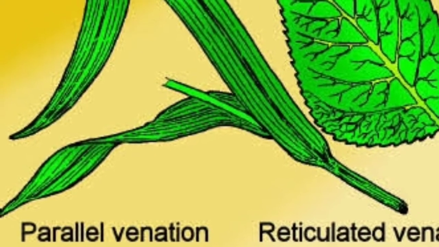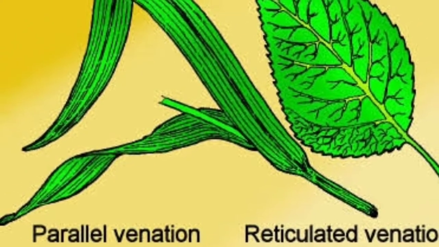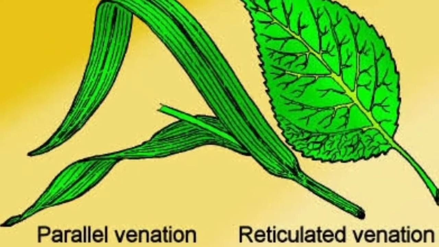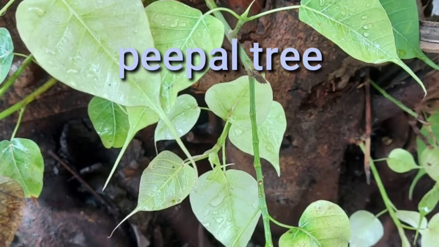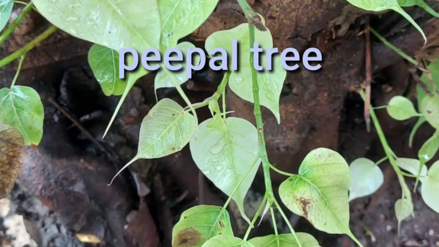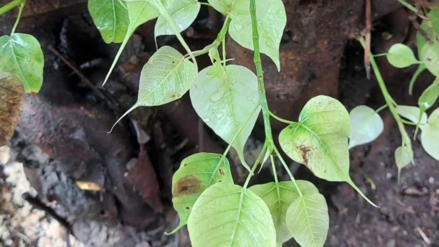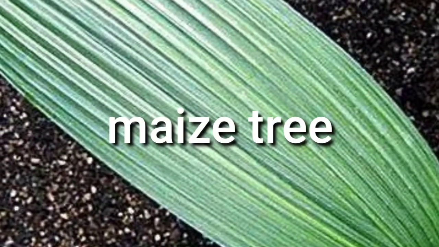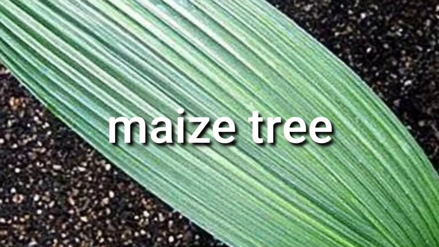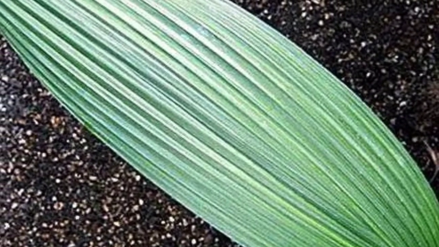There are two types of venation, reticulate venation and parallel venation. The peepal leaf is divided into two equal parts by a single midvein which lies along the midline of the leaf blade. On the other hand, in leaves of maize, all the veins are parallel, running from the leaf base to the leaf apex. Thus, the peepal leaf blade has reticulate venation and the maize leaf blade has parallel venation.